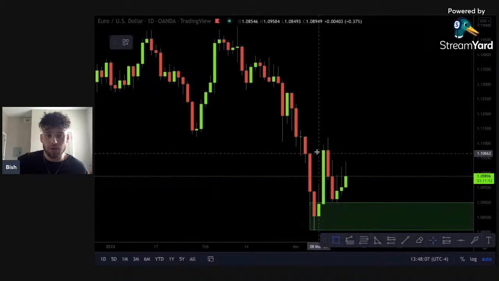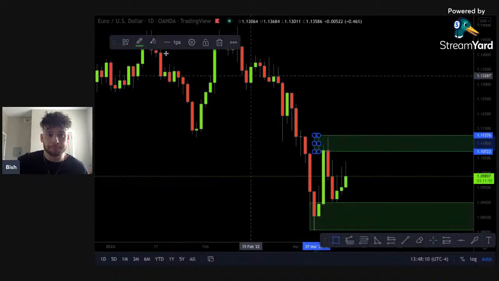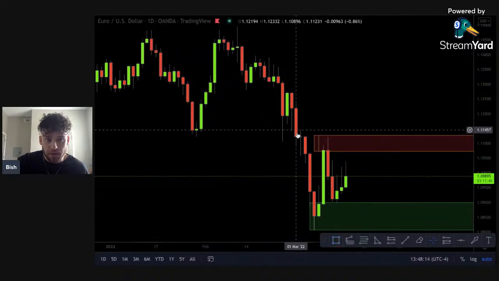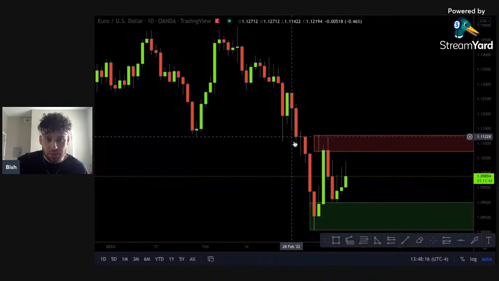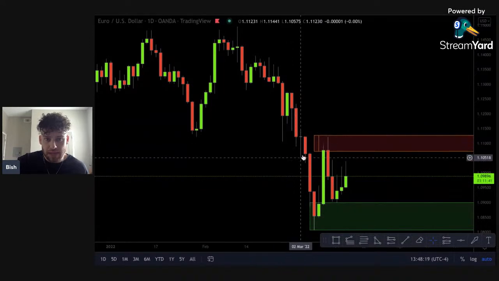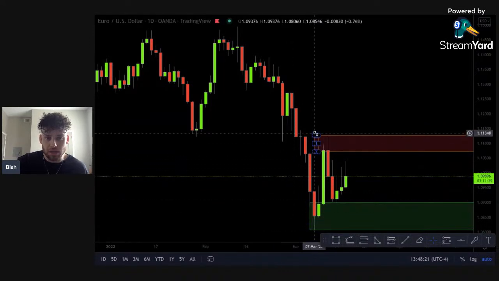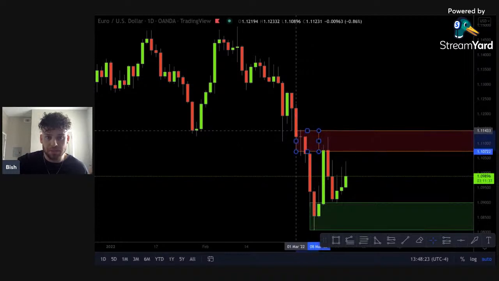Number 2, let's mark off our resistance. Keeping it simple, right? Actually got a little bit of a wick right there. So what does that represent? Price went down, came up, down, up, and then melted again. So I'm going to include this in my box.